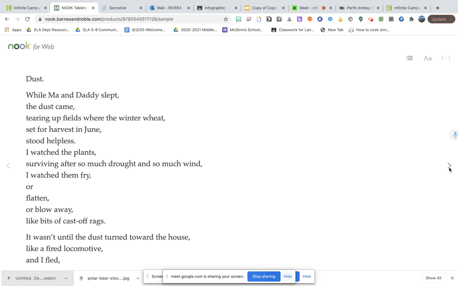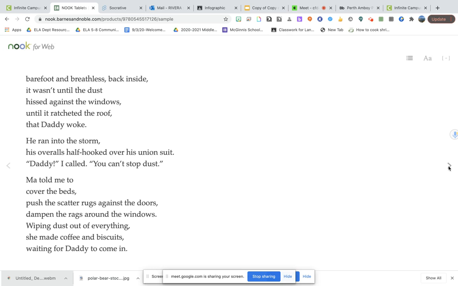And I fled. So this girl's running away from this dust storm right now. Barefoot, breathless, back inside. Another example of alliteration.